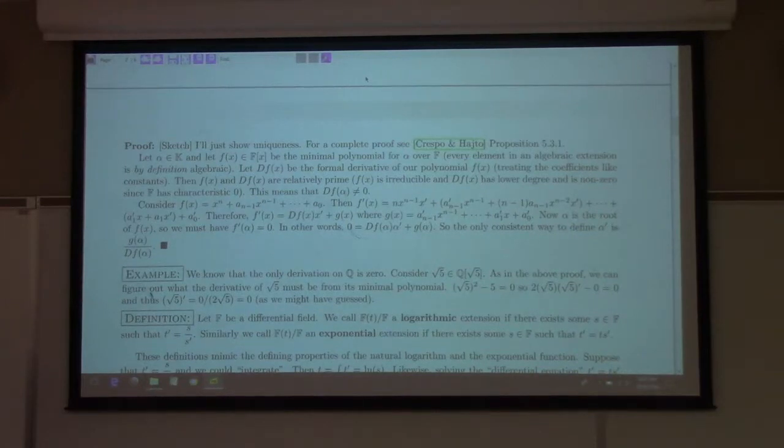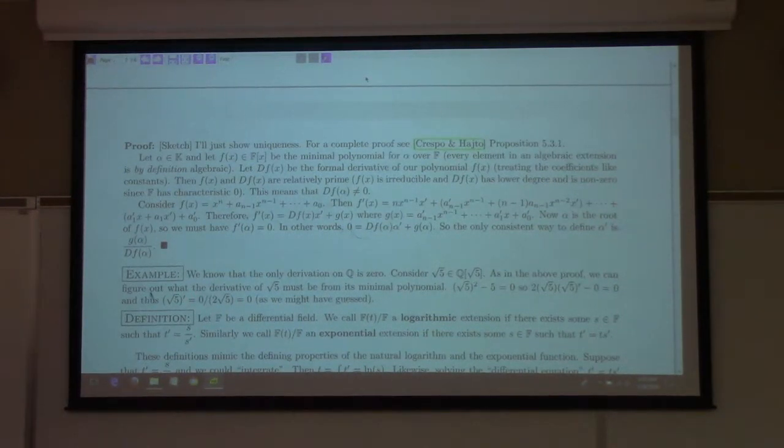But here's an example. The only derivation on the rationals is 0. Take Q adjoin the square root of 5. We can figure out what the derivative of the square root of 5 must be from its minimal polynomial, because x squared minus 5 is 0 at root 5. If we differentiate that, well, 5 is a constant, so it differentiates to 0. But 2 times root 5 times root 5 prime has to be 0. Thus root 5 prime is 0.